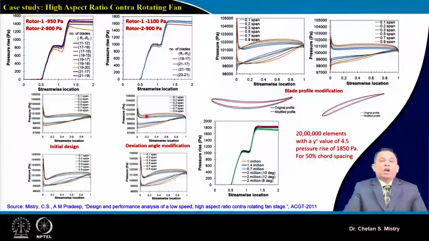With this we did a number of iterations modifying the deviation angle. With modification of the deviation angle, we can see the aerodynamic loading for both rotor 1 and rotor 2 at different spans was changing. Still we were unable to achieve the pressure rise we were expecting. Later on those aerofoils were modified. You can see the blue one was the original C4 aerofoil. Later on we modified it by shifting the maximum thickness point as well as reducing the thickness of this aerofoil, and by doing so we were able to achieve the pressure rise as per our expectation.